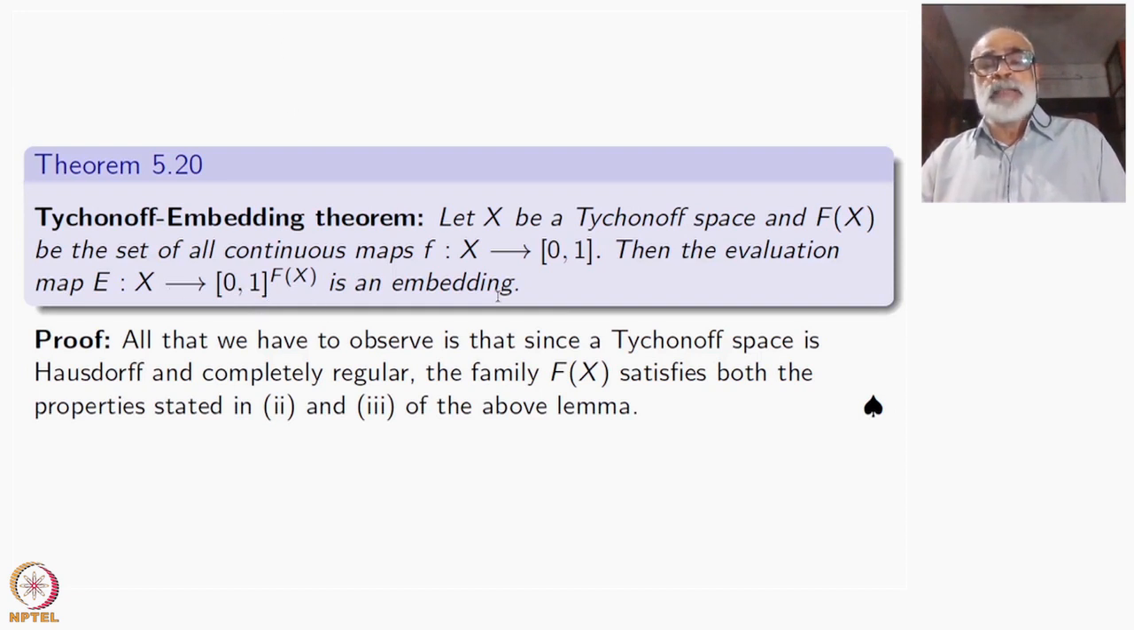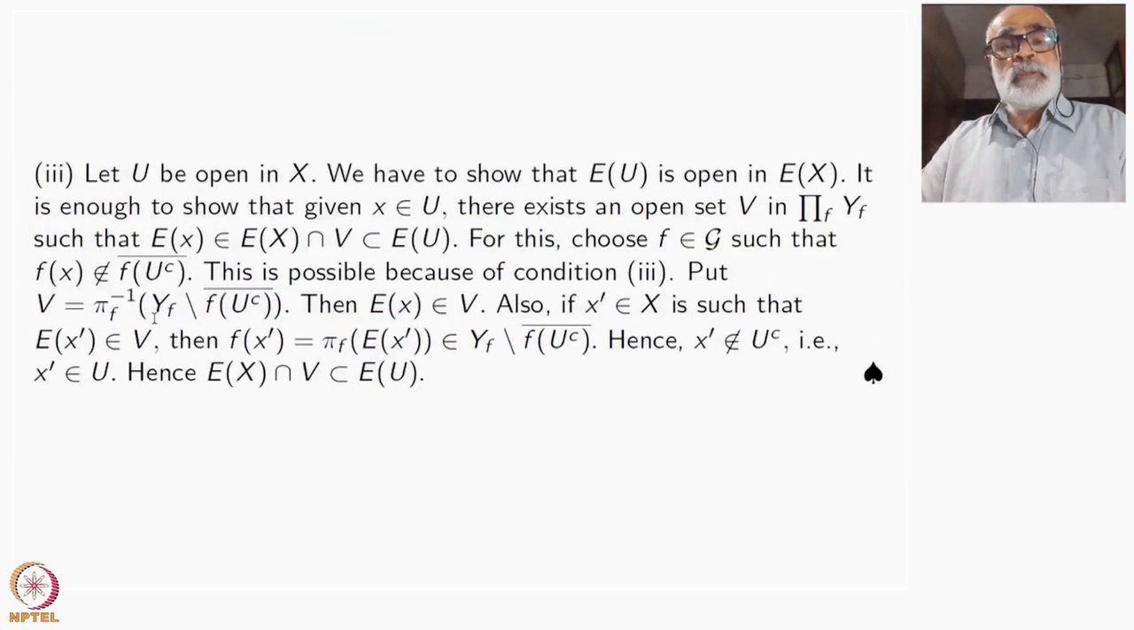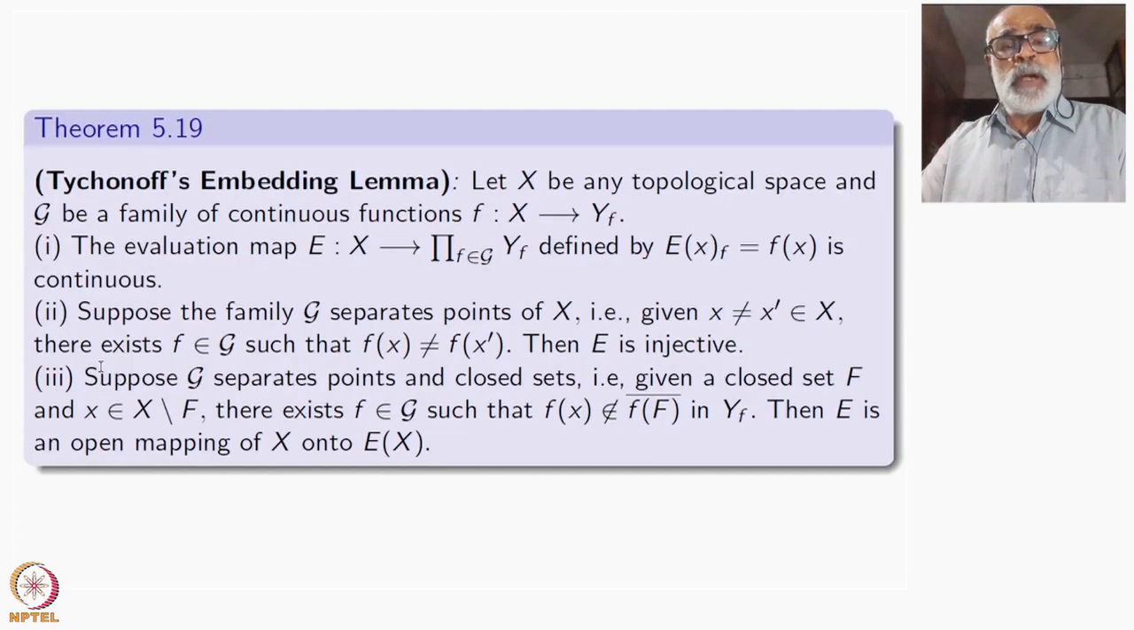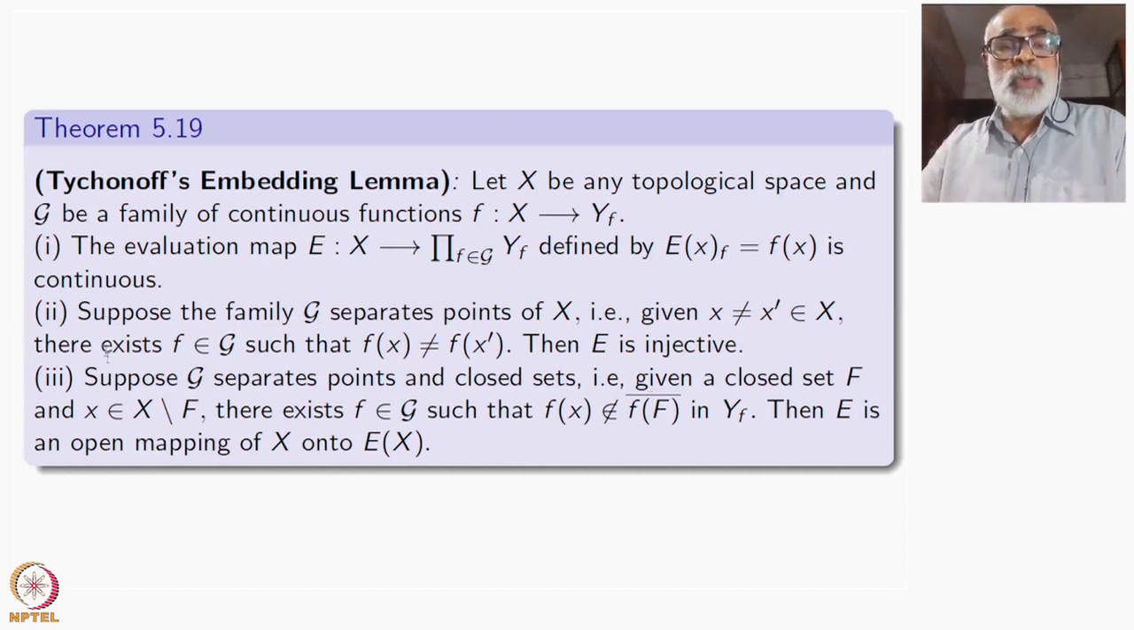So, take that map, that is an embedding, that is the statement. This statement is an immediate consequence. All that you have to show is that conditions 2 and 3 are automatically satisfied if X is a Tikhonov space. A Tikhonov space is a Hausdorff space, then we know that each point is closed, and any disjoint closed subset and a point are separated, that is the complete regularity. So, 2 and 3 will be automatically satisfied if X is a Tikhonov space.